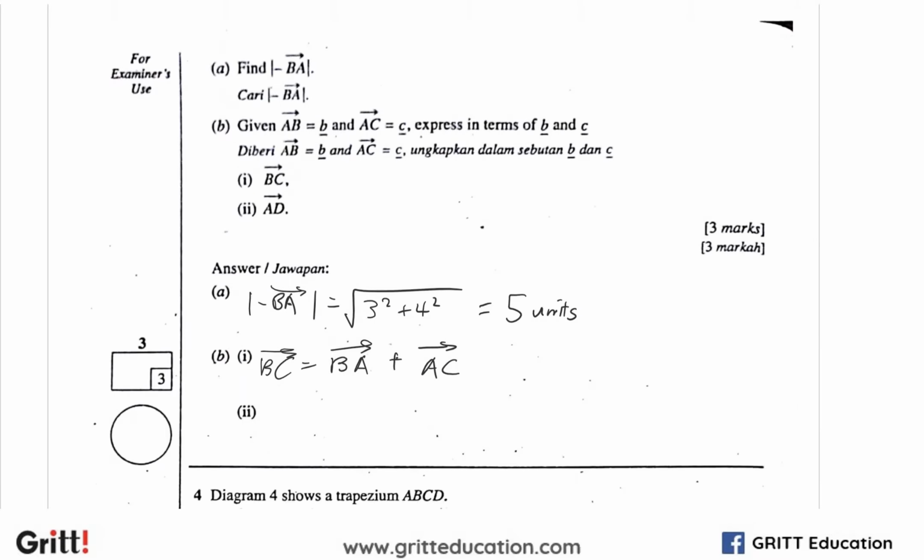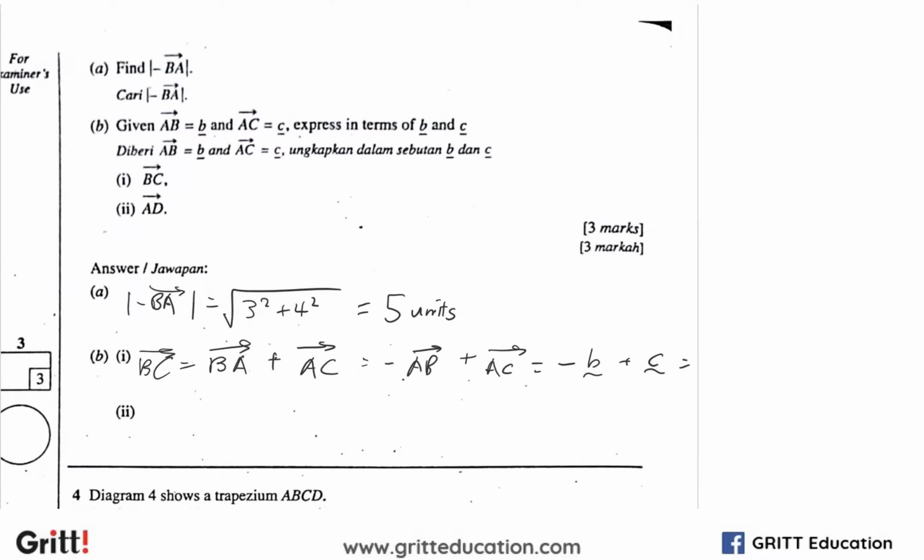Now, BA is actually just the negative of AB, which is the other way around, and then you plus your AC. So with these, you can get your vector, which is negative vector B plus vector C. So here your answer is actually vector C minus vector B. So that is your answer, right over here.